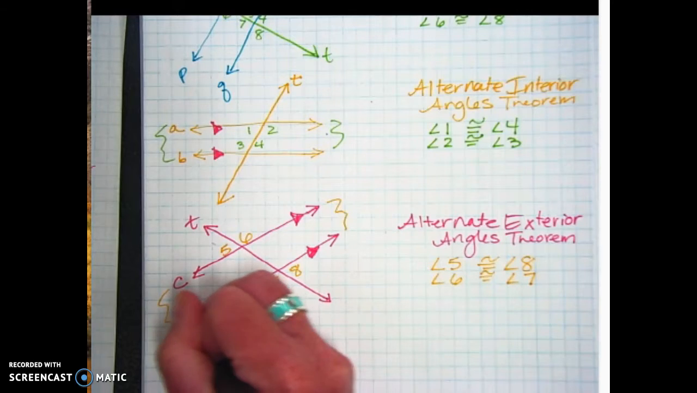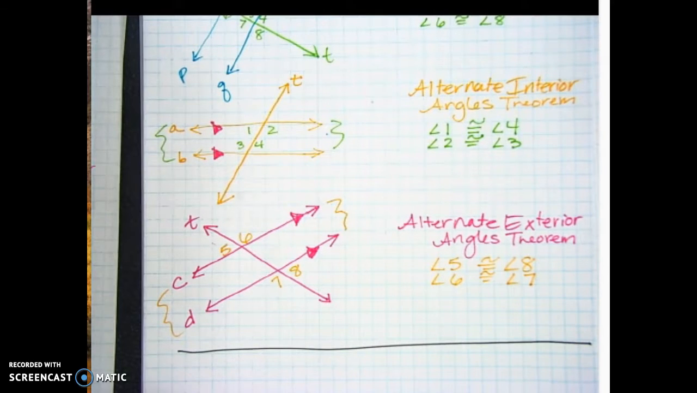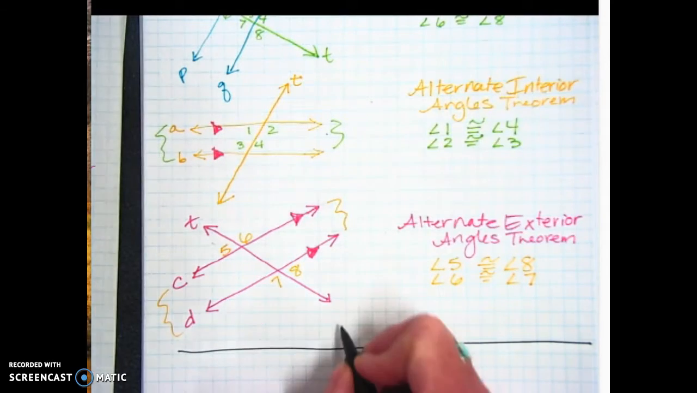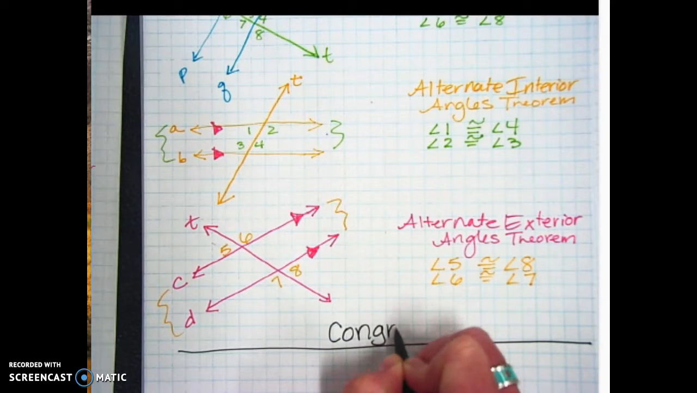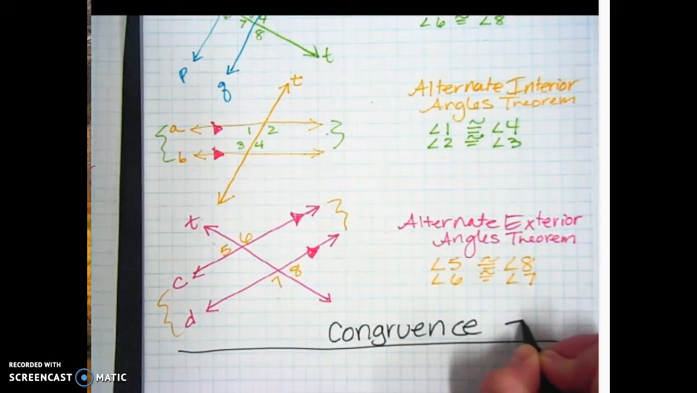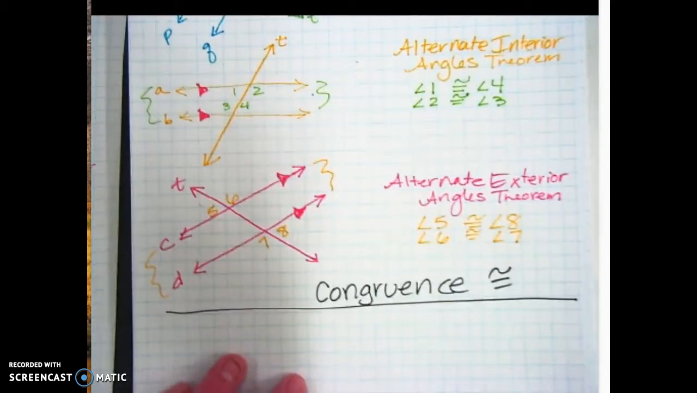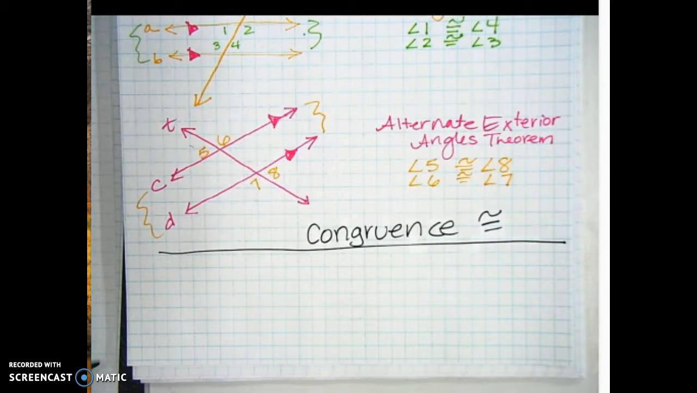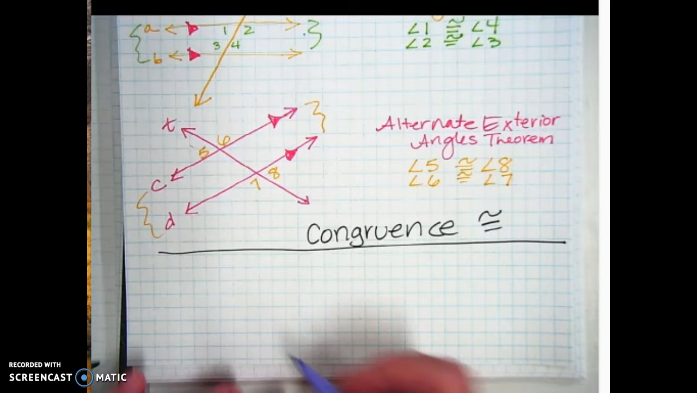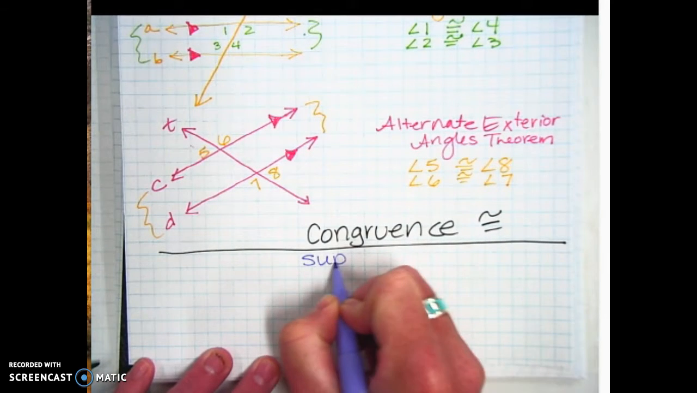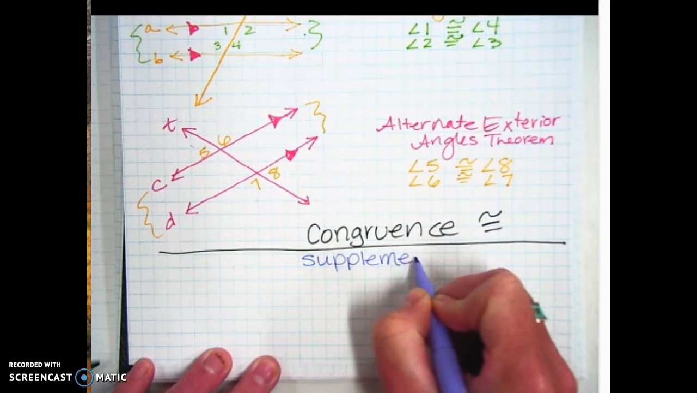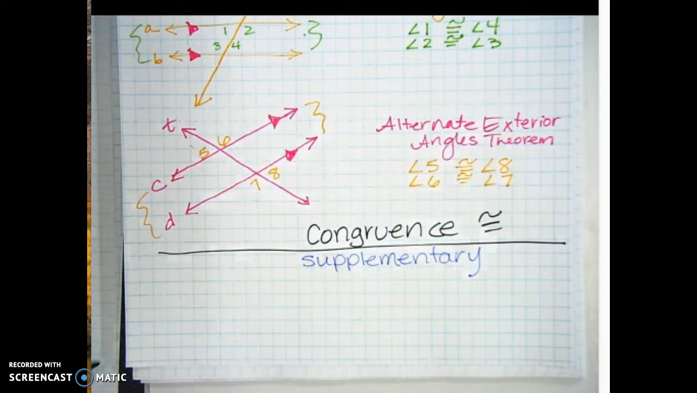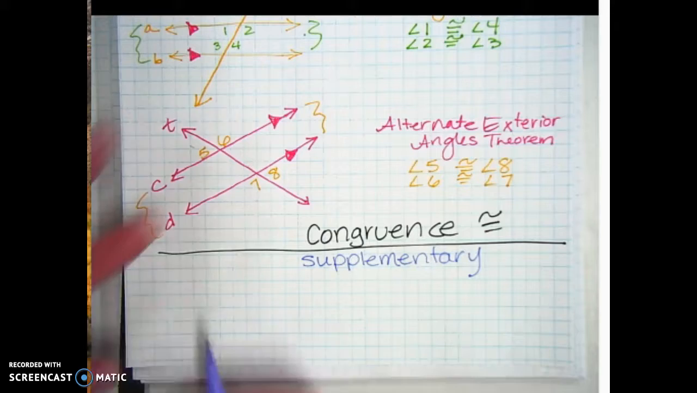All right, so now in your notes, you're going to draw a line. Okay? The 3 theorems and postulates that are above this line all have to do with congruence. Put your little congruent symbol. Below the line, we're going to have one more theorem, but it's not going to be congruent. It's going to be that the angles are supplementary. Supplementary means that angles do what? Add up to 180, okay?